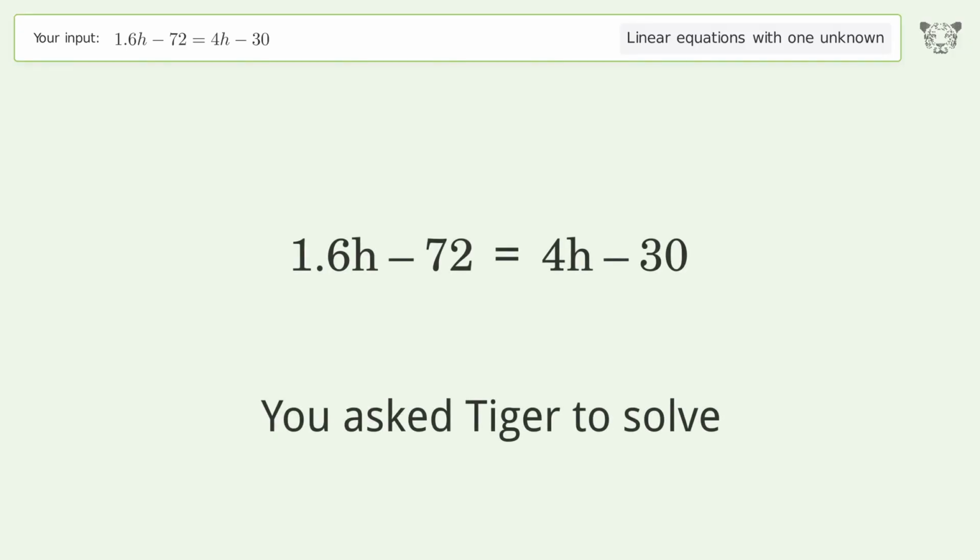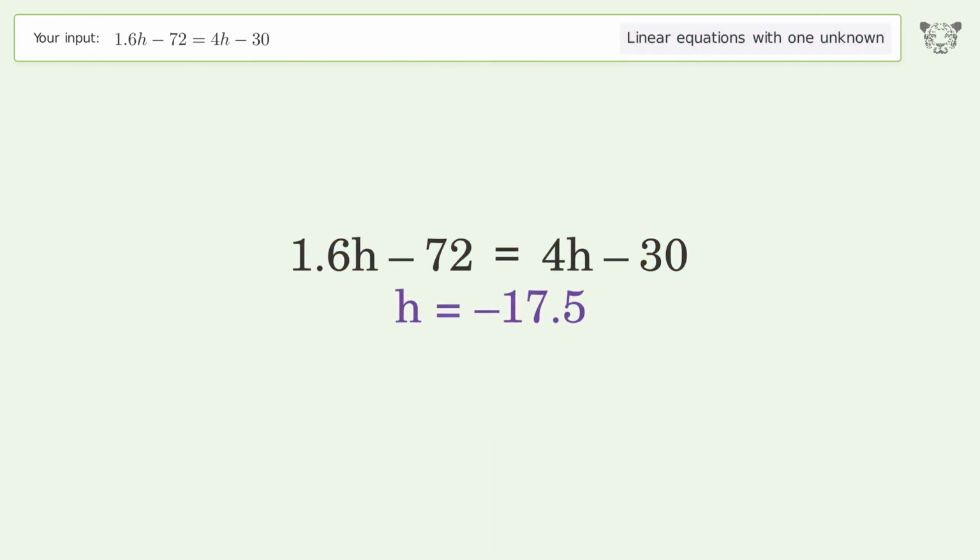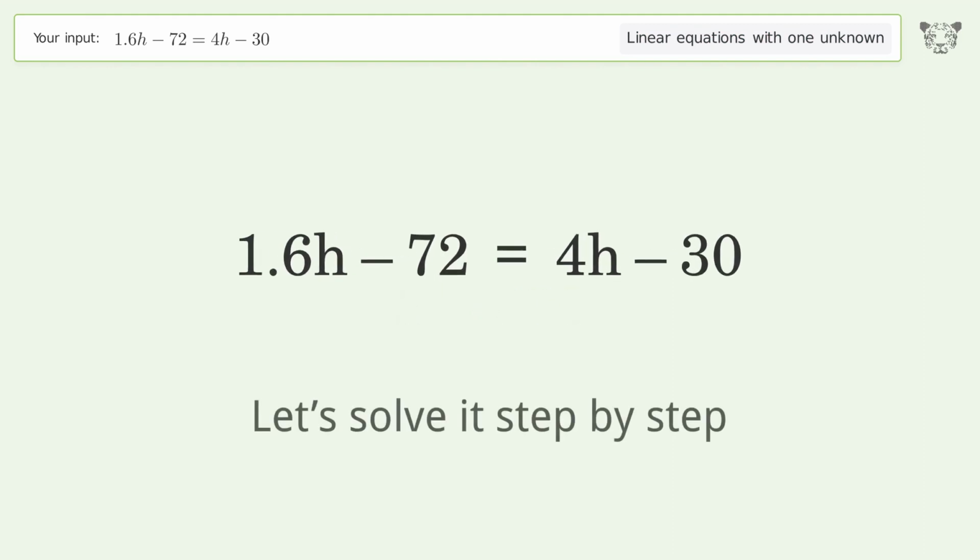You ask Tiger to solve. This deals with linear equations with one unknown. The final result is h equals -17.5. Let's solve it step by step.